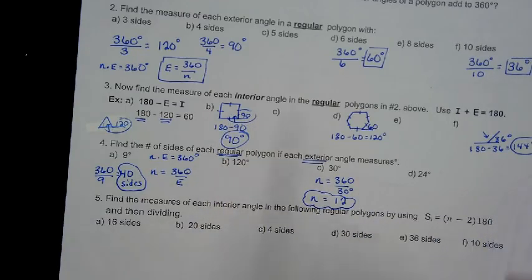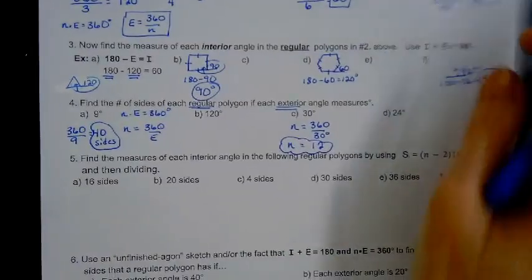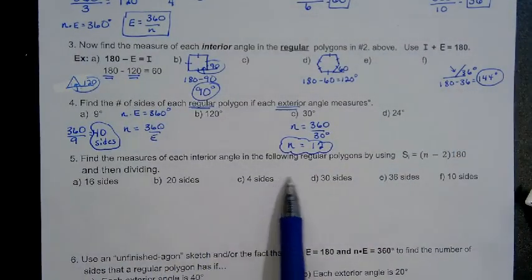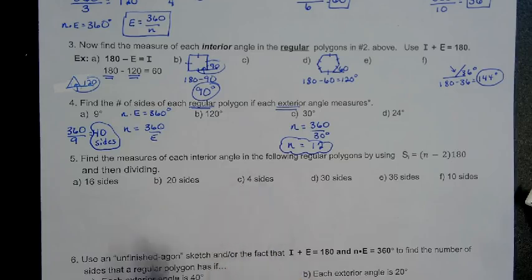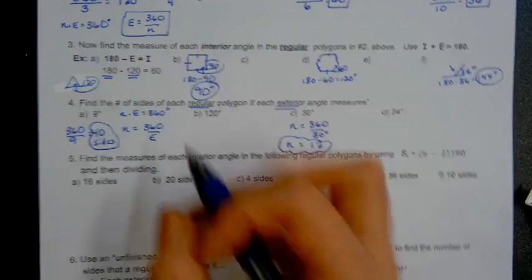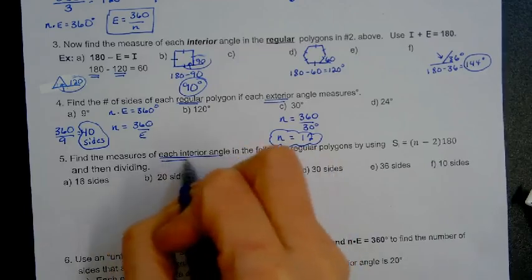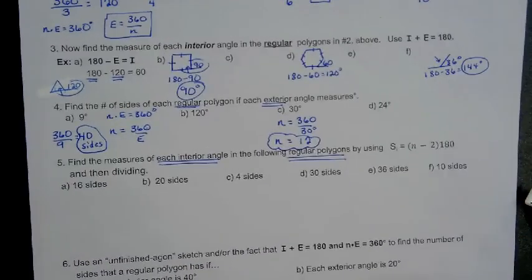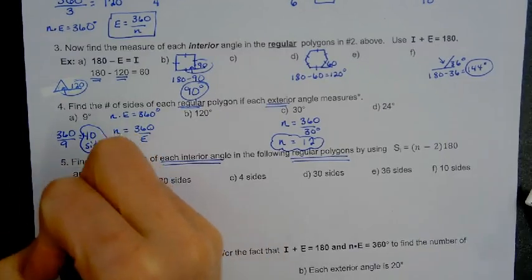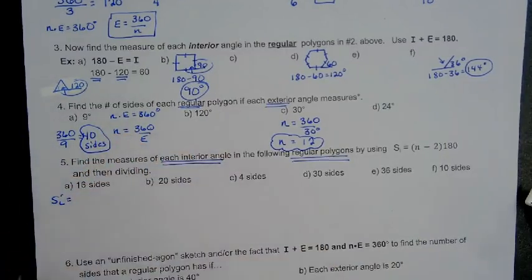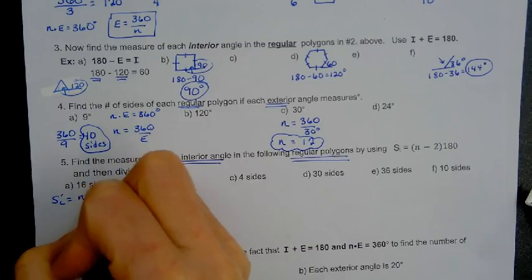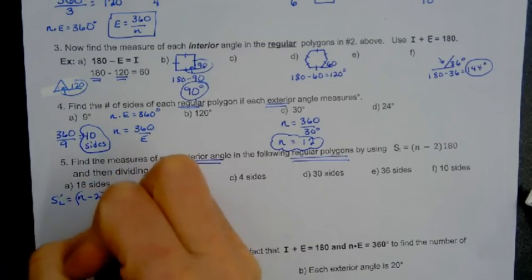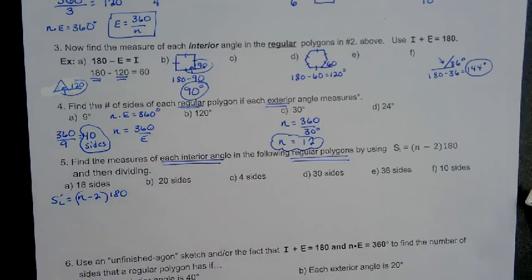All right, number 5 is what we learned on Wednesday. Find the measures of each interior angle by using this and then dividing. Okay, so here we have a 16-sided figure, and we want to find what the measure of each interior angle is in a regular polygon. So the first thing we do is find the sum of the interior angles, using the formula S sub I equals n minus 2 times 180.